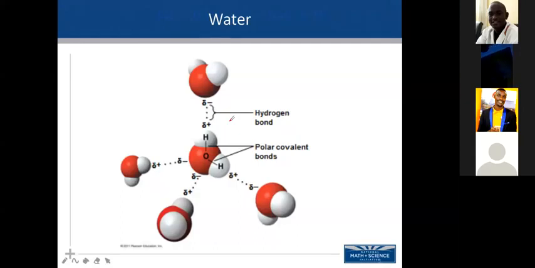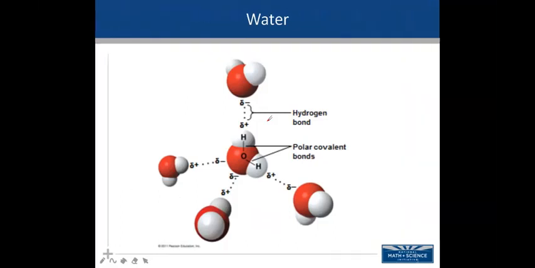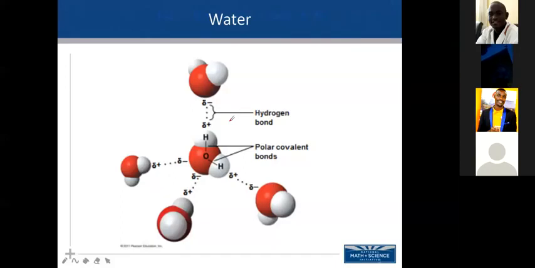The special property of water is the hydrogen bonding. This is what determines the properties of water, what gives water its unique properties. You may find a question asking what characteristic of the water molecule gives it its unique properties. So it's the hydrogen bond. We see that there's an oxygen atom in between and 2 hydrogen atoms.